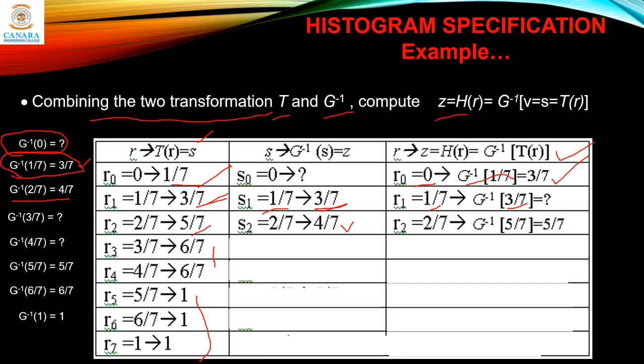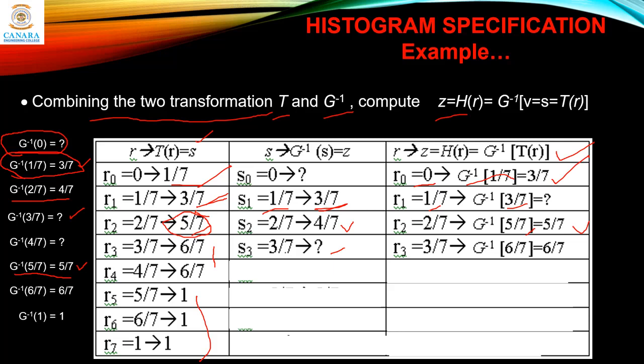Okay, so here it is, G inverse of 2 by 7 is 5 by 7. So G inverse of 5 by 7, if you look at this value, was 5 by 7, so we'll write 5 by 7 here. Next, S3 is equal to 3 by 7, G inverse of 3 by 7 is undefined, so we'll write a question mark here. And then R3 is equal to 3 by 7, S3 of 3 by 7, again we have written it as a question mark here.